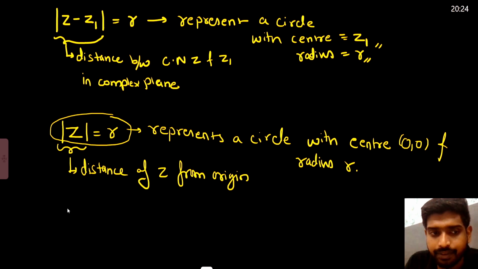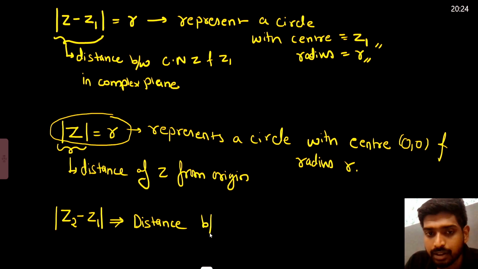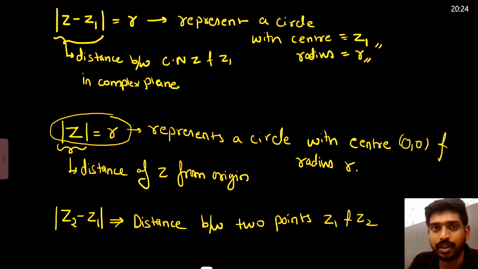Understood? Now, if they write z2 minus z1 mod, actually this does not represent any circle. This represents a length of a line segment. This represents a distance between 2 points. This is a distance formula, nothing but the distance between 2 points z1 and z2. Got it? Now next we'll see some examples also.